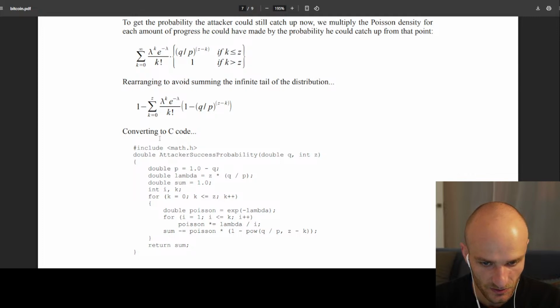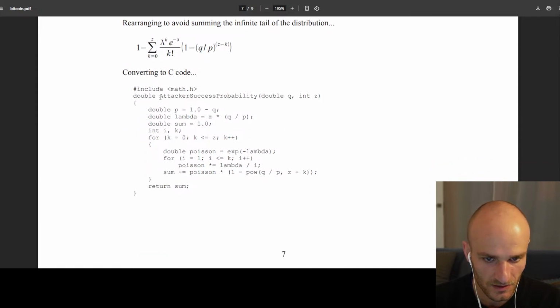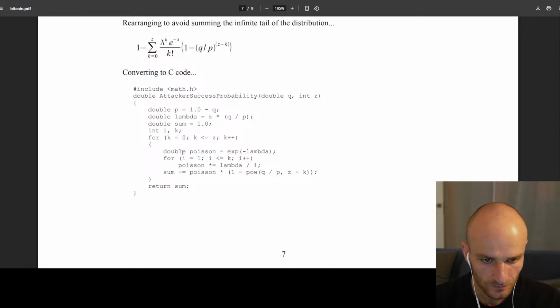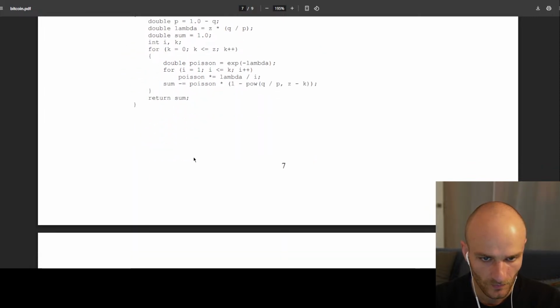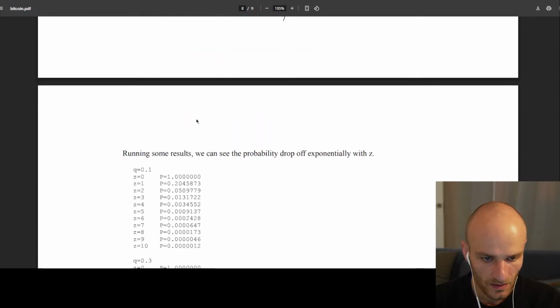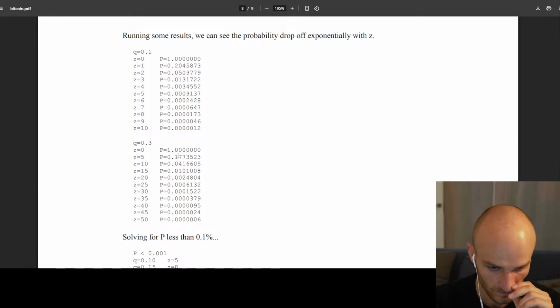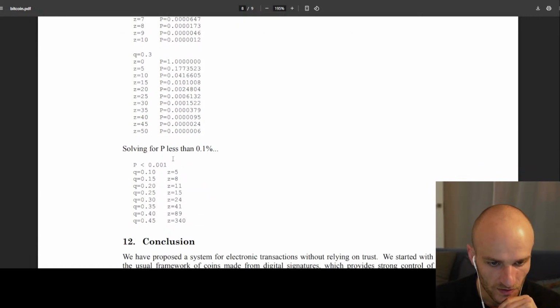Okay, so converting to C code, double attack success probability. Here we are just reporting all these characteristics of our mathematical problem. Running some results, we can see the probability drops off exponentially with Z. Solving for p less than 0.1%.